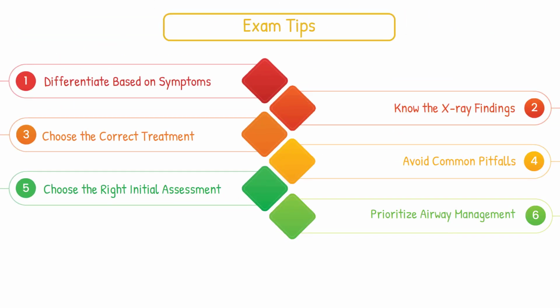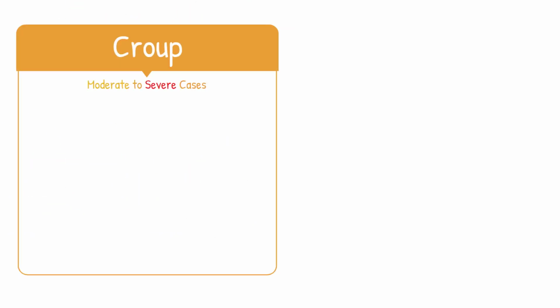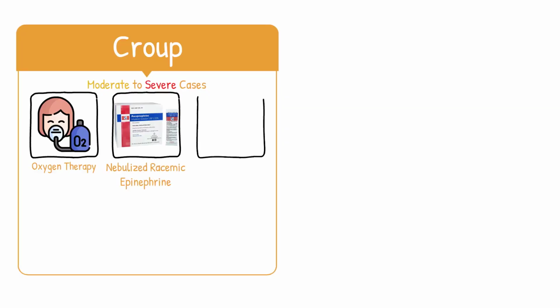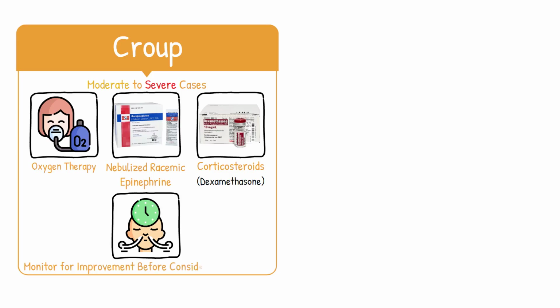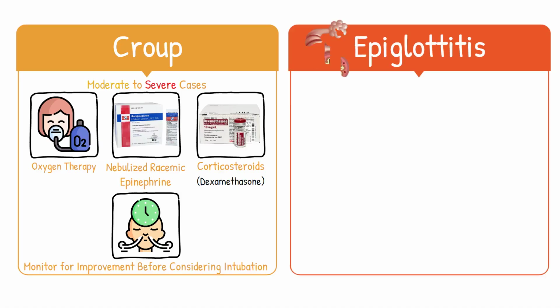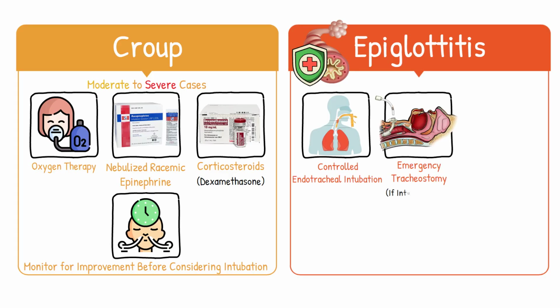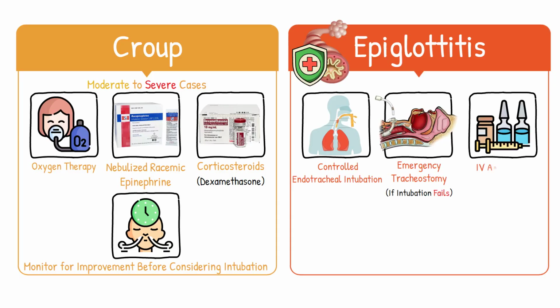In moderate to severe cases of croup, the focus is on supportive care with oxygen therapy, nebulized racemic epinephrine, and corticosteroids. The child should be monitored for improvement, and intubation is only considered if the condition worsens. With epiglottitis, airway security is non-negotiable. The first step is controlled endotracheal intubation, and if that fails, an emergency tracheostomy must be performed. Once the airway is secure, IV antibiotics can be started to treat the underlying infection.